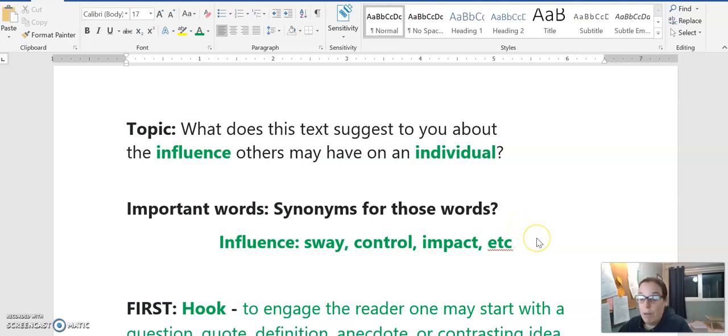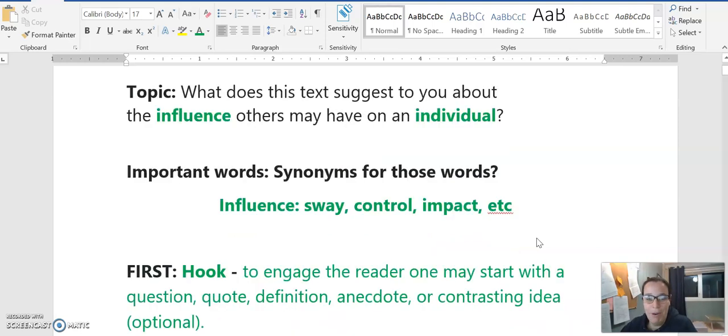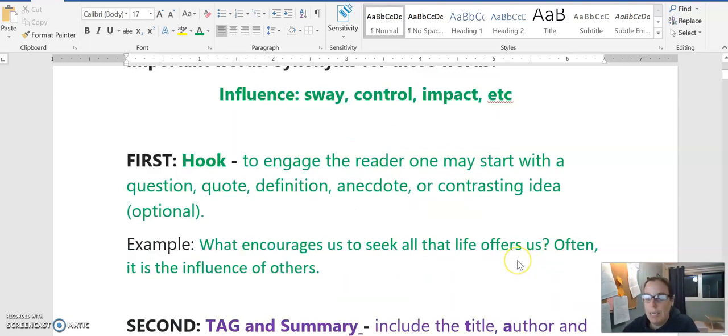Once you have a good idea of what the topic is, you want to start formulating your introductory paragraph. So the first thing you're going to do is a hook. So this can be 1 or 2 sentences. It's up to you, but it should not be more than 2. What you're trying to do with this is engage the reader. And so the way that you can do that is ask a question, maybe give a quote. If you're going to give a quote, make sure that you are giving ownership to who that quote is, maybe a definition, an anecdote, or a contrasting idea.